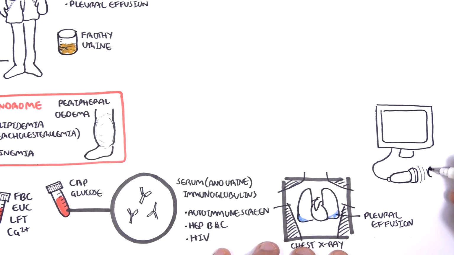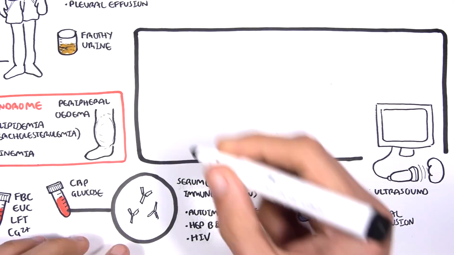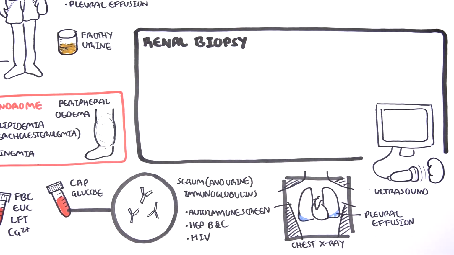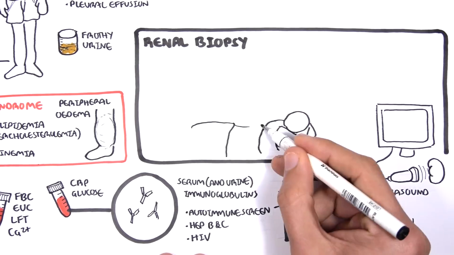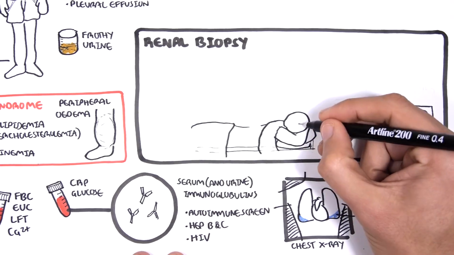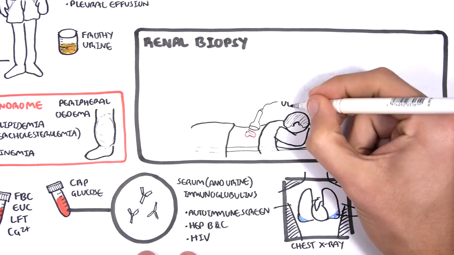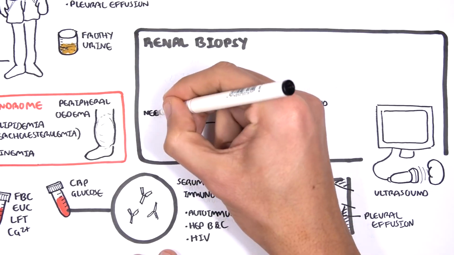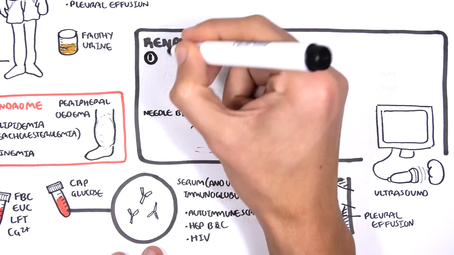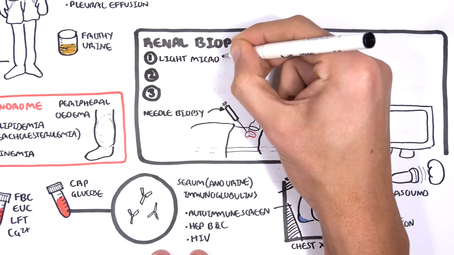Other important investigations include ultrasound of the kidneys. Renal biopsy is important to look at the macro and micro changes seen in glomerulonephritis and to distinguish between the different types of nephrotic syndrome. In renal biopsy, you take a sample of the kidney tissue, usually ultrasound guided. After renal biopsy is taken, three things are checked.